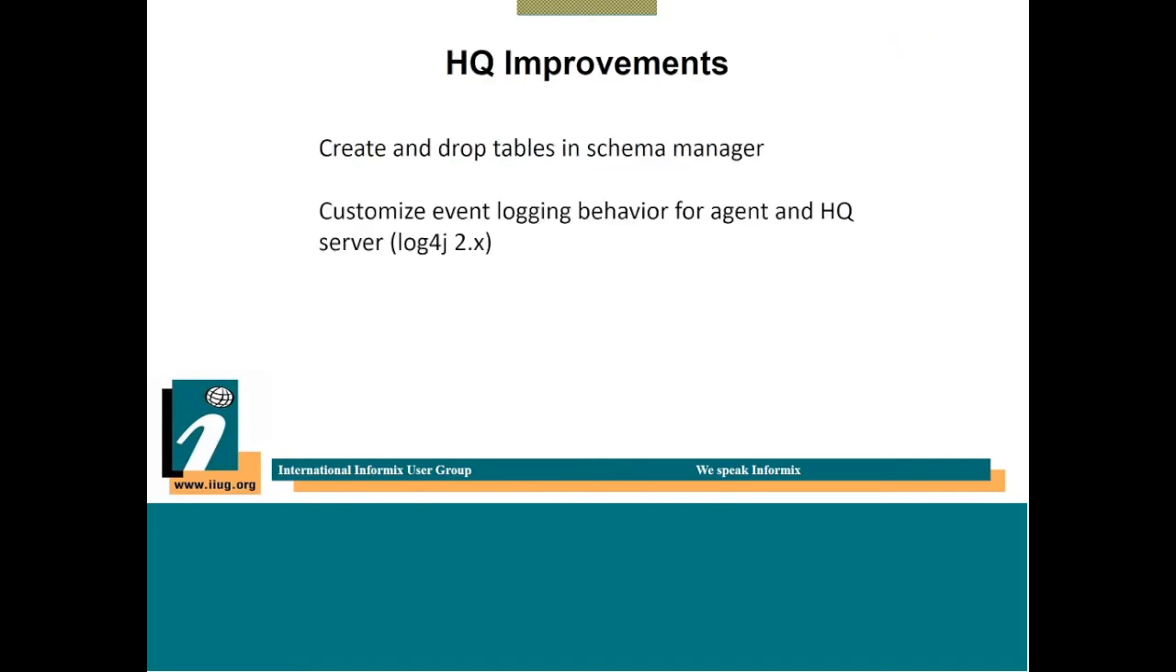There have been a couple of Informix HQ improvements, not a ton, but you now in Schema Manager can create and drop tables. That was kind of an obvious oversight, I think, but you'll be able to do that now. And there's some ability to customize the event logging for both the agent and the HQ server, and there are a couple of other things. Carlton probably will have more specific details on HQ's improvements in his talks, but there are a couple here that are worth noting.